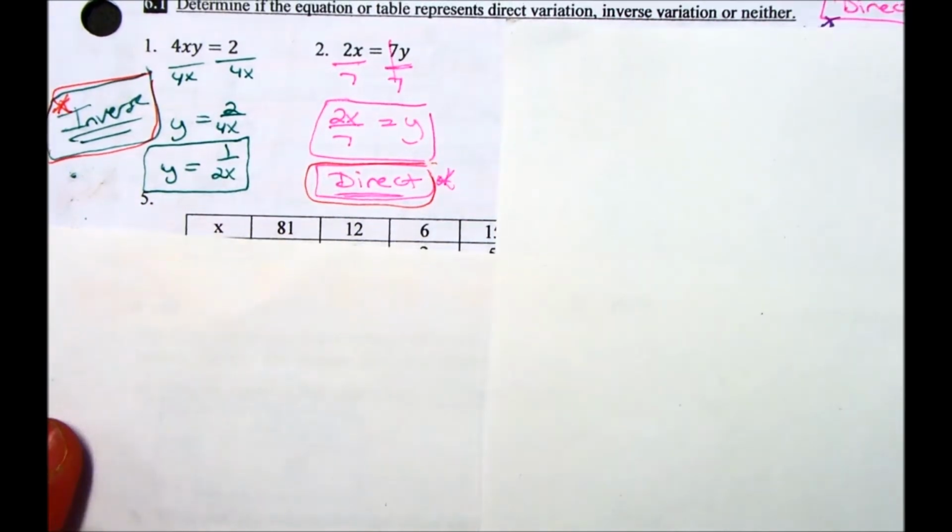Basically, when you're given these equations, solve for y, and it should just be a single fraction. If the x is in the denominator, then it's inverse. If the x is in the numerator, then it's direct. It's kind of an easy way of doing it.